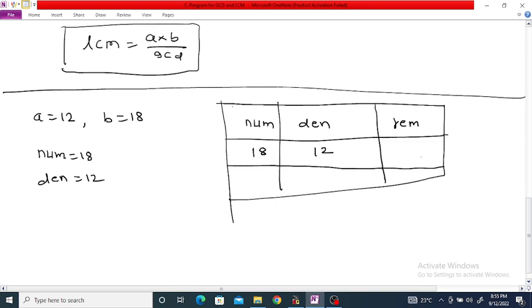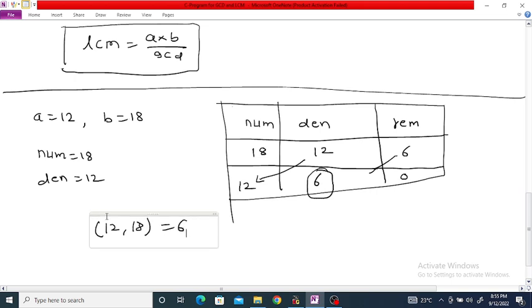If we divide 18 by 12, the remainder is equal to 6. Next time, we take the denominator and the remainder, that is, numerator is equal to denominator and denominator is equal to remainder. If we divide numerator by denominator again, the remainder is 0. So when we get a remainder of 0, our denominator is the GCD. So the denominator is 6. So the GCD of 12 and 18 is equal to 6.